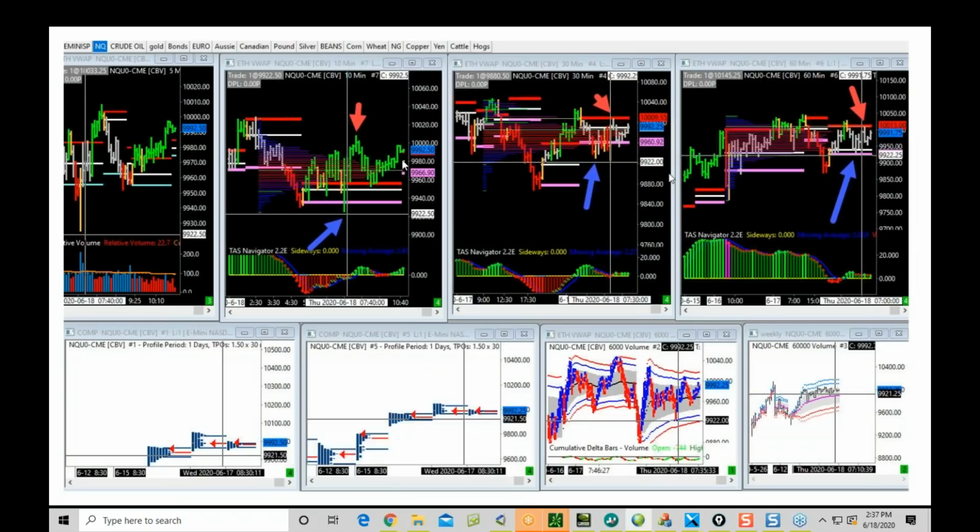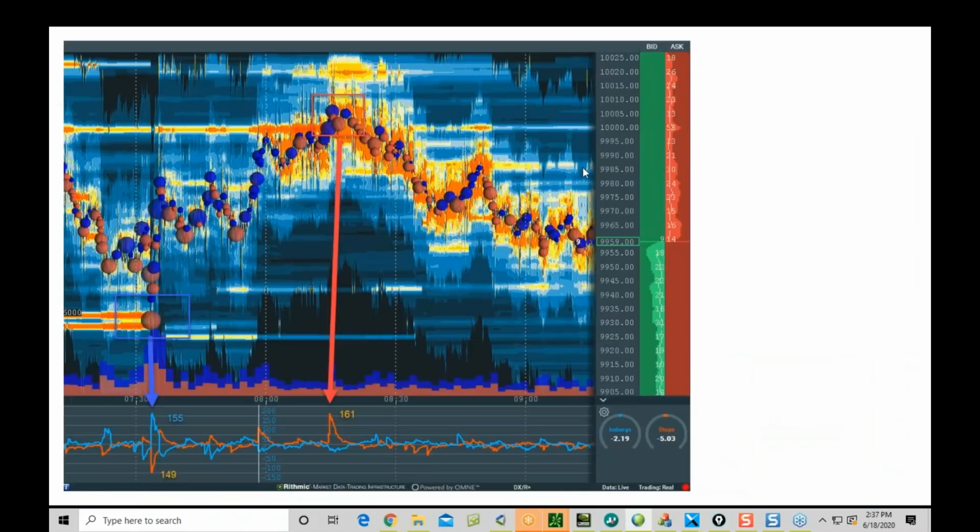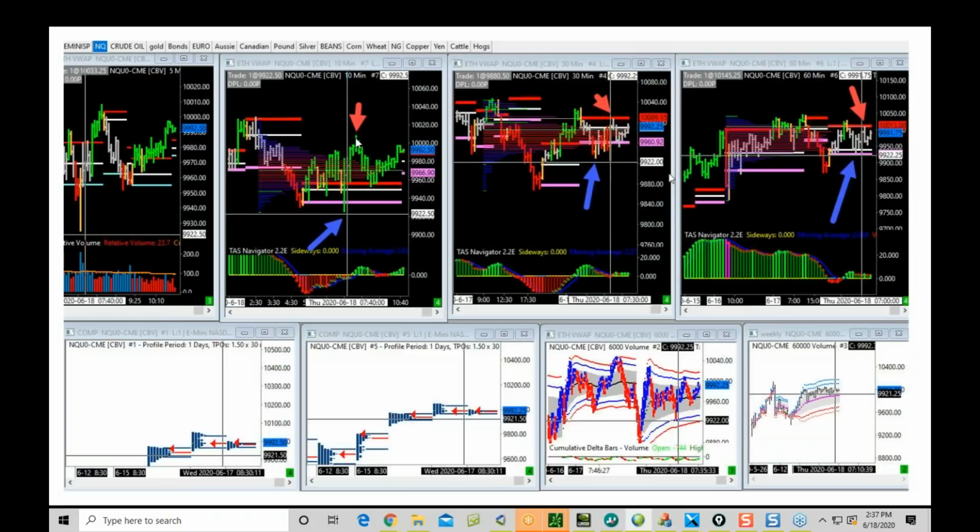So this was confluent with the TAS area. On the 10-minute, it was the prior point of control. Point of control is just the highest volume area. On the 30-minute, you see resistance, right in the resistance. On the 60-minute, right in the resistance. So now you're talking about using your tools. These are my tools, right? Or whatever you use. If you're looking for a short, there you go.